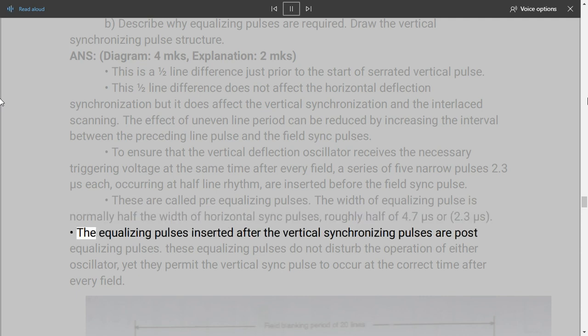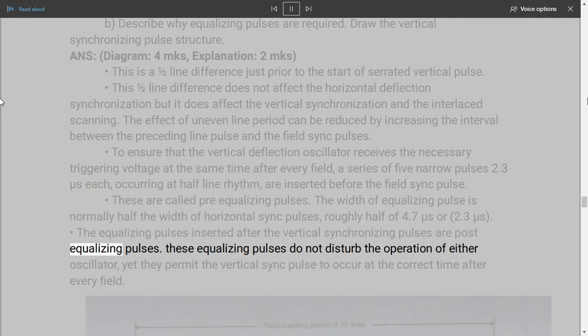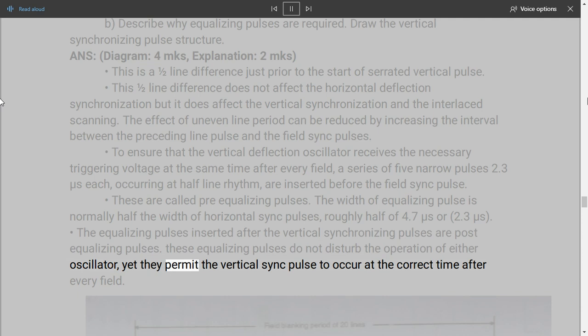The equalizing pulses inserted after the vertical synchronizing pulses are post-equalizing pulses. These equalizing pulses do not disturb the operation of either oscillator, yet they permit the vertical sync pulse to occur at the correct time after every field.